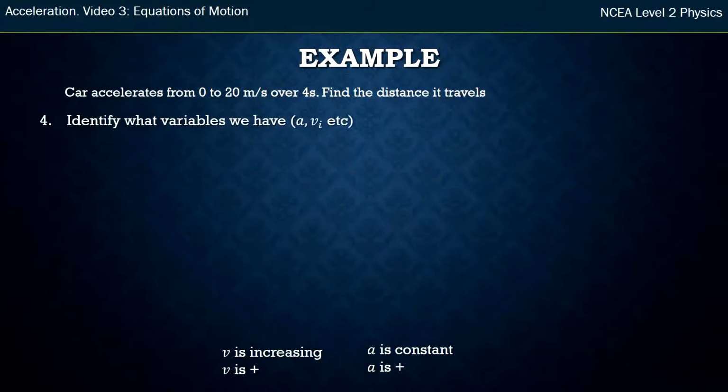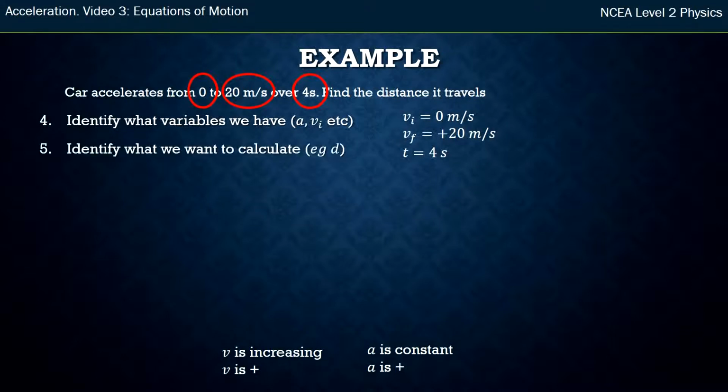Now we identify what variables we have. So I go back to my question. I have a 0 there. That's my initial velocity. So I started off at 0 meters a second. That 20 is my final velocity, and it's positive 20 meters a second. I know that from my motion map. 4 seconds is the duration or the time that we're traveling for. And now we can identify what we want to calculate.